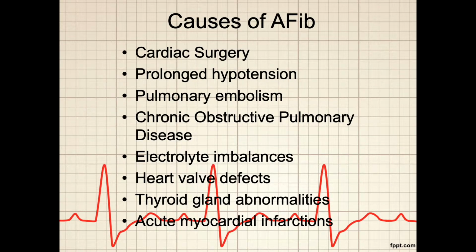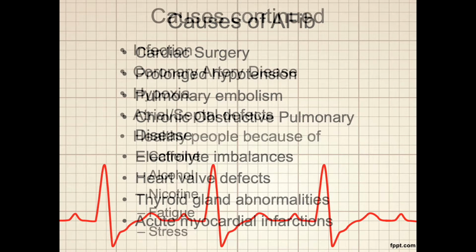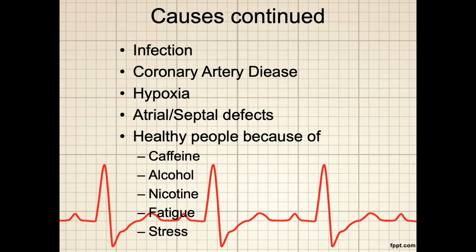Causes of AFib include cardiac surgery, prolonged hypotension, pulmonary embolism, chronic obstructive pulmonary disease, electrolyte imbalances, heart valve defects, thyroid gland abnormalities, and acute myocardial infarctions. Other causes include infection, coronary artery disease, hypoxia, and atrial septal defects. Atrial fibrillation can also be found in healthy people because of the effects of things like caffeine, alcohol, nicotine, fatigue, and stress.